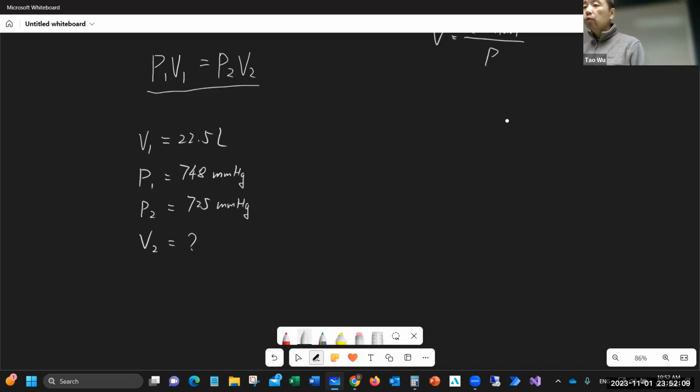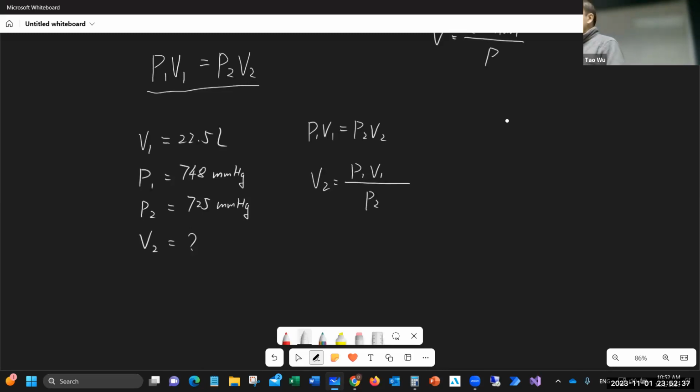If you look here, the given numbers are just volume and pressure, right? So generally, you just need to use this equation to solve the problem: P1 times V1 equals P2 times V2. We're looking for V2. Obviously, V2 will be equal to P1 times V1 divided by P2.